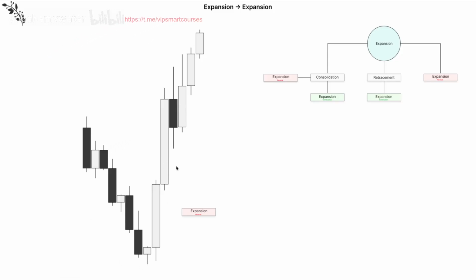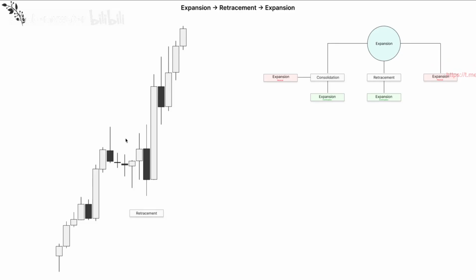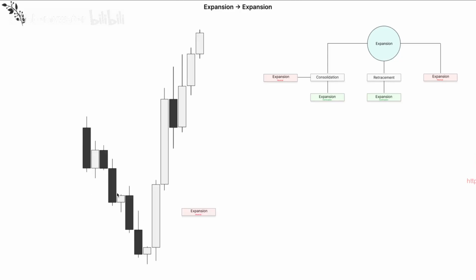Expansion met with expansion. Notice how this small fractal in here of expansion met with expansion will also be seen when we are leaving consolidated ranges, like in here, and when we are trading from internal to external or from a retracement to expansion. This signature in here is the core of trading reversals and seeing a wick form on a higher time frame candle.